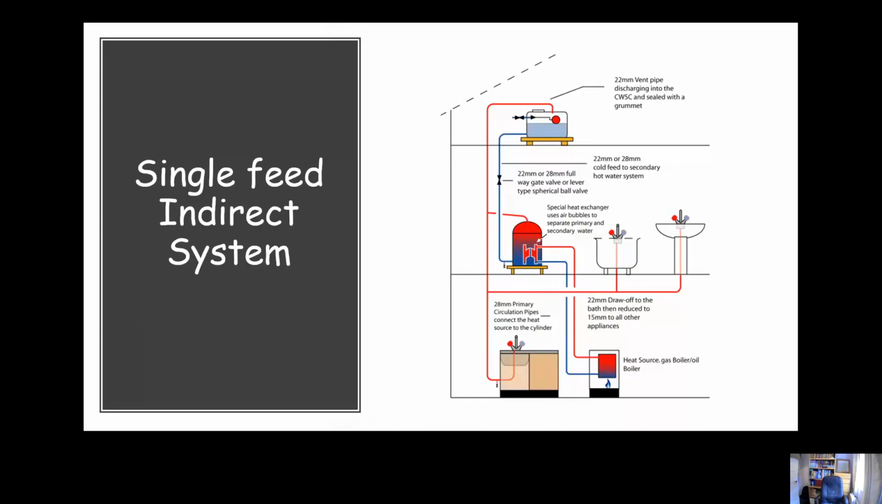This is a nice diagram that shows a single feed indirect system. So you've got your cold water storage system here with the cold feed, and that cold feed would fill both the secondary side, the hot water side, as well as the primary side, the heating side.